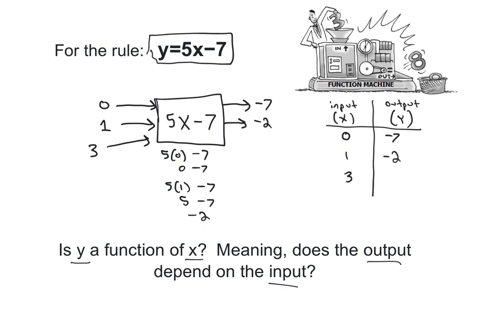What happens is that 3 is multiplied by 5 and then has 7 subtracted from it. So we have a 15 minus 7, and what we get is an 8. So our output is an 8.